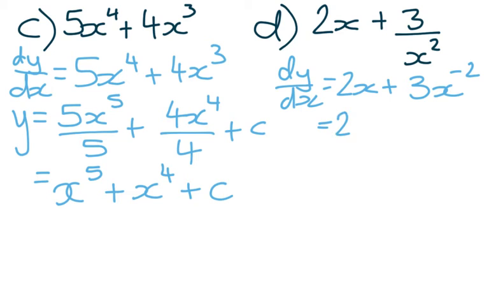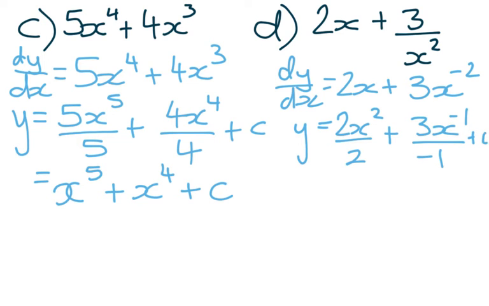So we end up with y equals 2x squared over 2 plus 3x to the power of negative 1 over negative 1 plus c. So then when we simplify, we end up with x squared take 3 on x plus c. So the take sign comes from the fact that we were doing add, but we've now got 3 divided by negative 1, so it becomes negative. And that's the first example done.